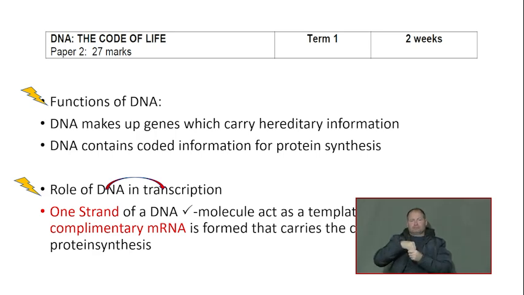Also, let us know the role of DNA. What role does DNA play during the process of transcription? During transcription, one strand of the DNA molecule acts as a template to form complementary mRNA. The role of mRNA is to carry that coded information from DNA and take it to the ribosomes. So we must know the role of DNA in protein synthesis, the role of mRNA in protein synthesis, and also the role of tRNA in protein synthesis.